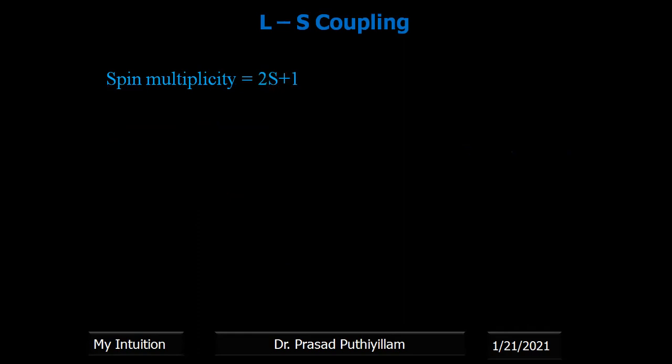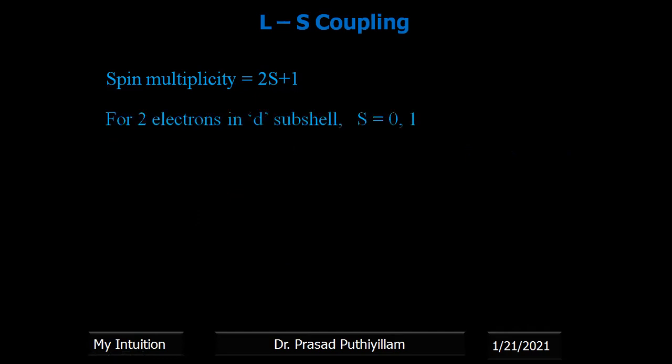So spin multiplicity is calculated as 2S plus 1. We know how we get s for a single electron: the capital letter S is equal to small letter s only. If it is a two-electron system or more than two electrons, we calculate the spin coupling value. That spin coupling value multiplied by 2 plus 1 gives the spin multiplicity.